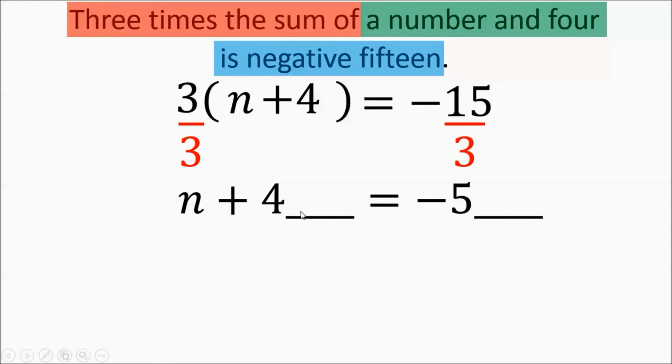From here, you could subtract 4 from both sides. You'd have n equaling negative 9. Now when you take that negative 9 and plug it in here, negative 9 plus 4 is negative 5. Negative 5 times 3 does work.